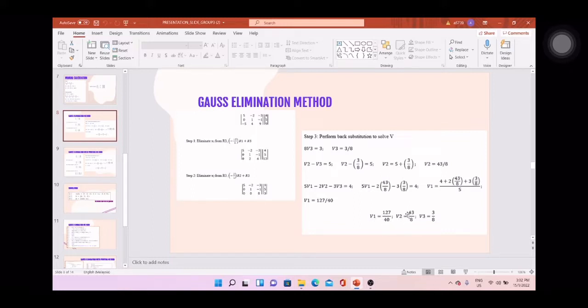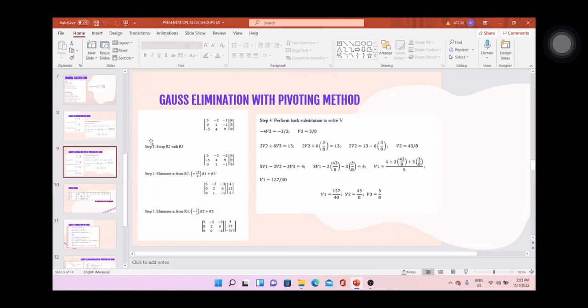V2 equal to 43 over 8. V3 equal to 3 over 8. We go to another method, Gauss elimination with pivoting method. This is our original matrix form. This is step 1. Swap R2 with R3. So 5, negative 5, 0, negative 2, 4, 1, negative 3, 9, negative 1, 4, 9, 5.